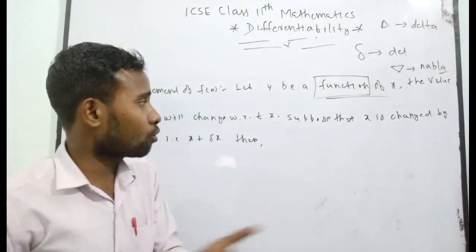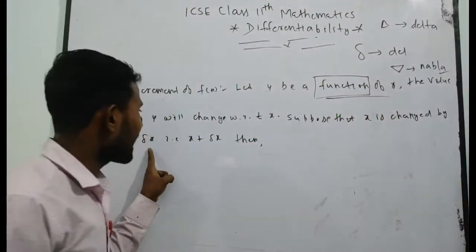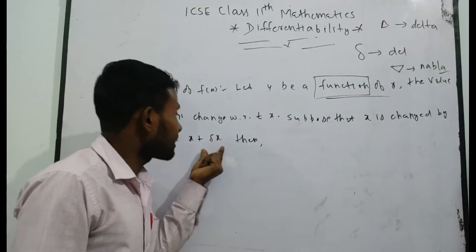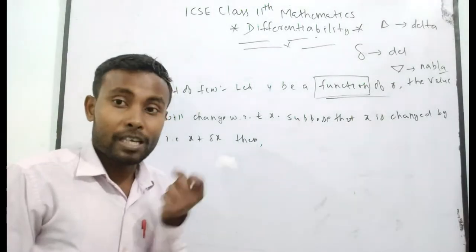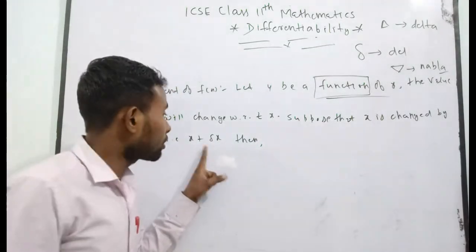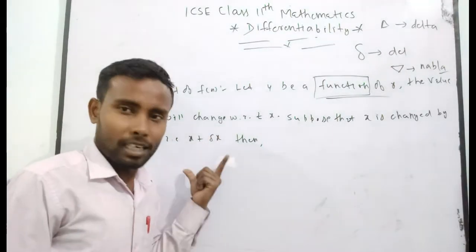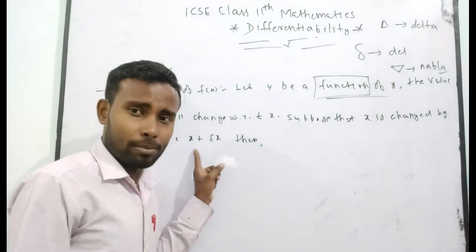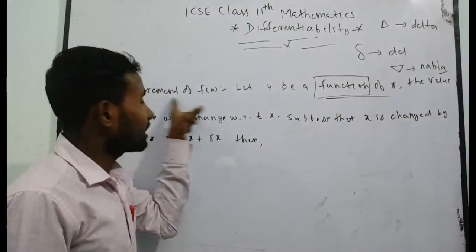So I will suggest you, suppose that x is changed by del x. In that case it becomes x plus del x. It doesn't show I have increased x by del x. It may be decreased by del x, because if del x is positive it may increase, but if del x is negative, in that case it decreases. So I have used an increment.